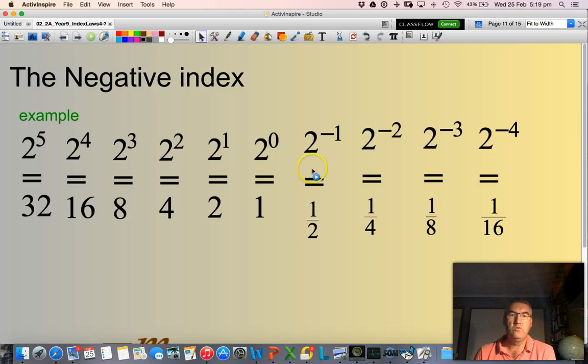Now, look at the similarities here. 2 to the minus 1 equals 1/2. 2 to the 1 equals 2. So effectively, I am 1 over 2 to the power of 1. Just like here, I'm 1 over 2 to the power of 2, 1 over 2 to the power of 3. That is an explanation of the negative index.